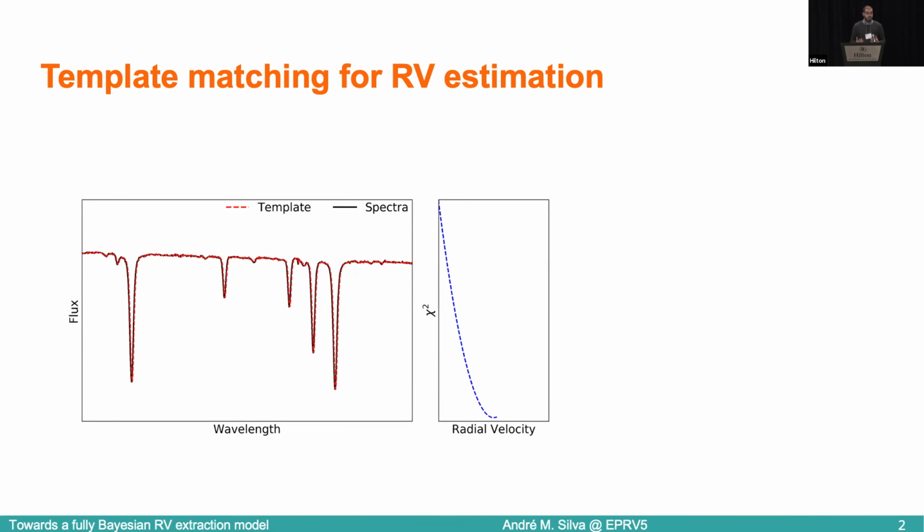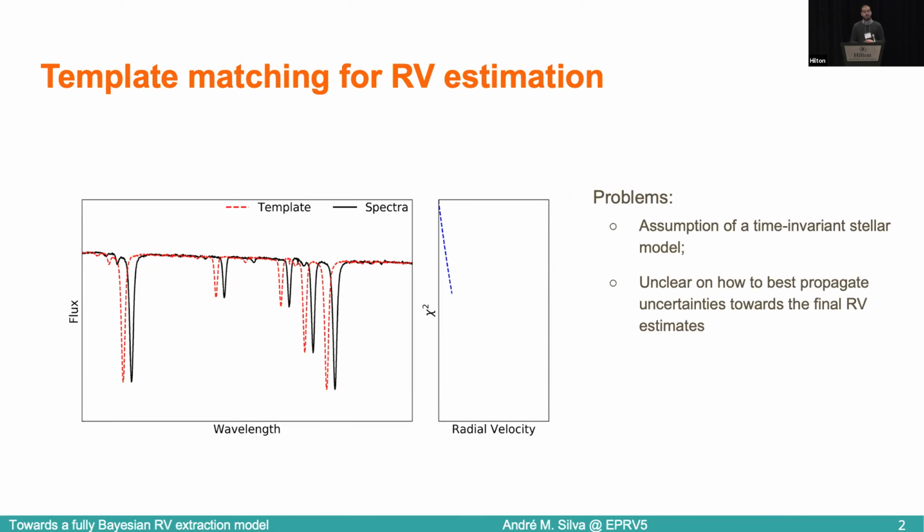This is typically used and it often works better than the CCF, mainly for the M-type stars, but it does have a few flaws. The first one is that we are assuming that the stellar spectra is constant through time. Our stellar model is invariant in time, and we know that is not true. On top of that, it is not always clear what the best way is to propagate uncertainties in our model from the raw stellar spectra towards the final radial velocity estimate.